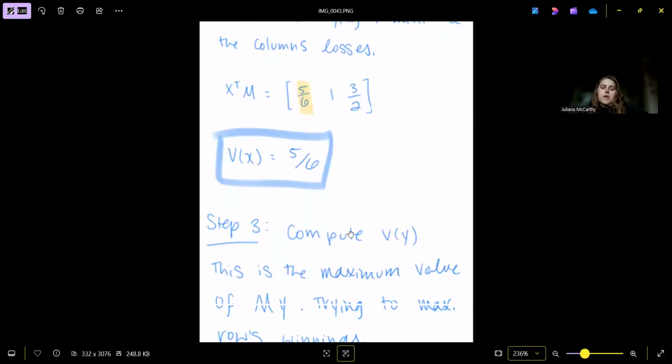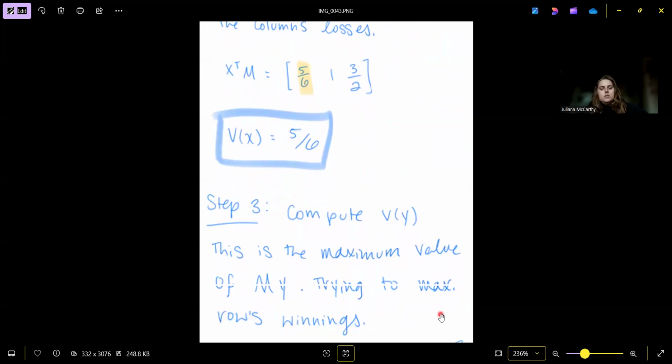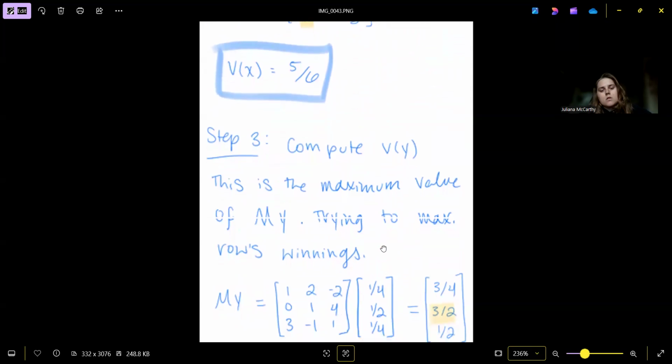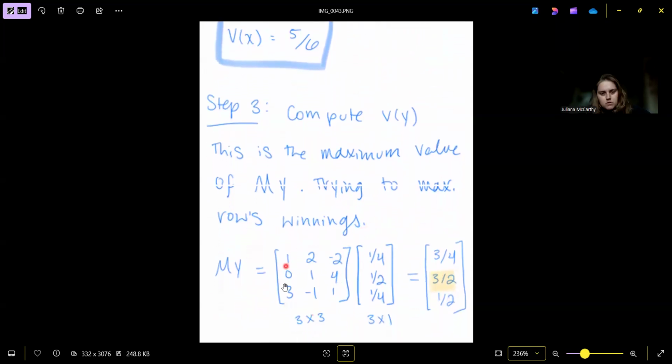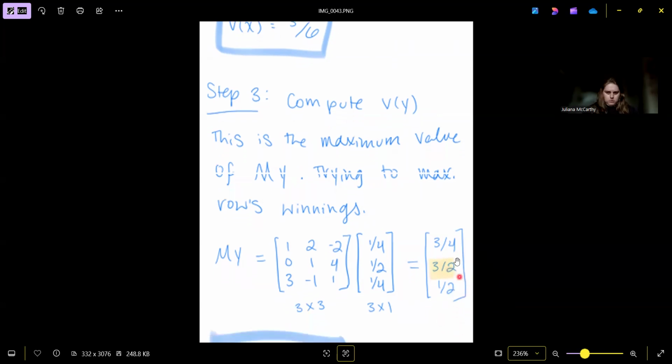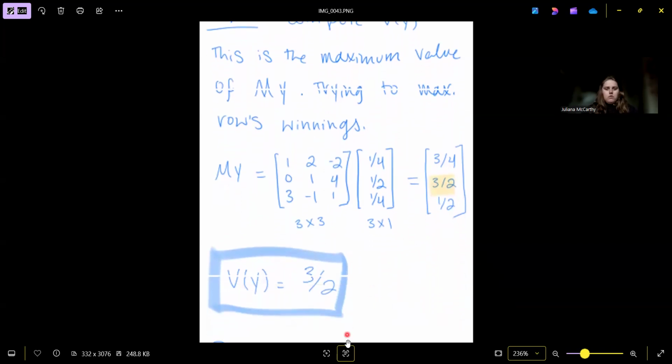And then the third step of part A is computing v of y. This is the maximum value of m times y. We are trying to maximize the row's winnings. So m times y, this was m, this is y. It's a 3×3 times a 3×1. The 3's inside match, so we're going to get a 3×1. So we get 3/4, 3/2, 1/2. And we're choosing the greatest value of all of these. So we have 3/4 is less than 1, 1/2 is less than 1, but 3/2 is greater than 1. So that's our answer. So we have v of y equals 3/2. So that was part A.